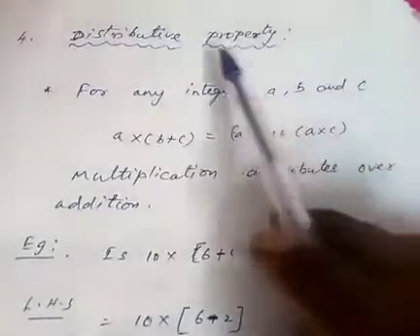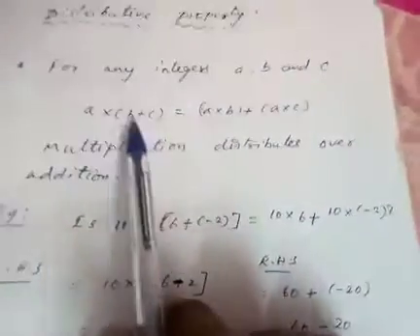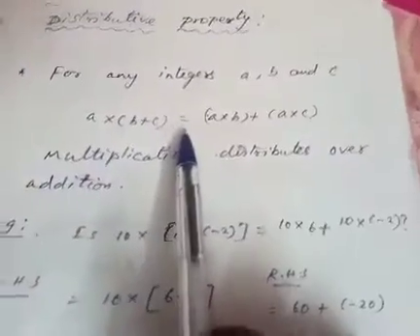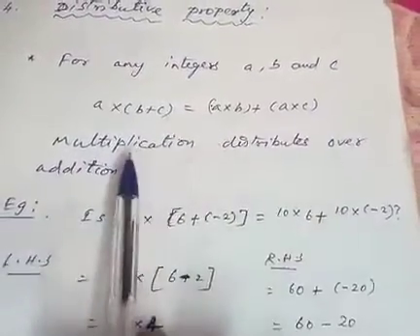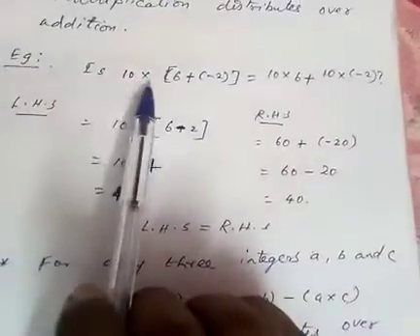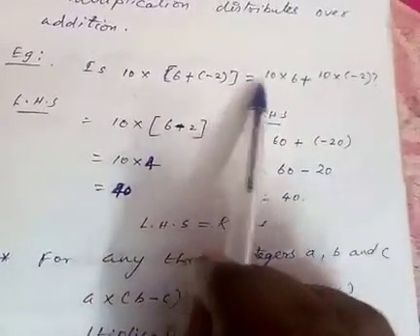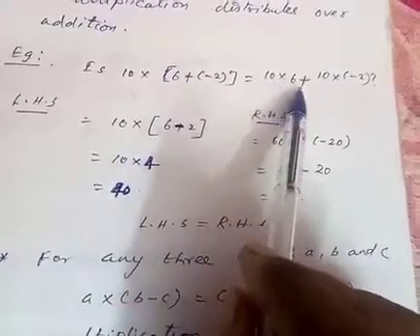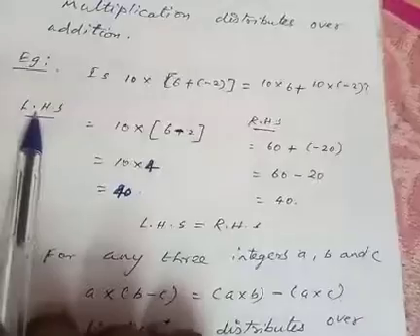The next property is the distributive property. For any integers a, b and c, a into (b plus c) is equal to a into b plus a into c. This is for multiplication distributes over addition. For example, 10 into (6 plus minus 2) is equal to 10 into 6 plus 10 into minus 2. Now we have to find the left hand side first.